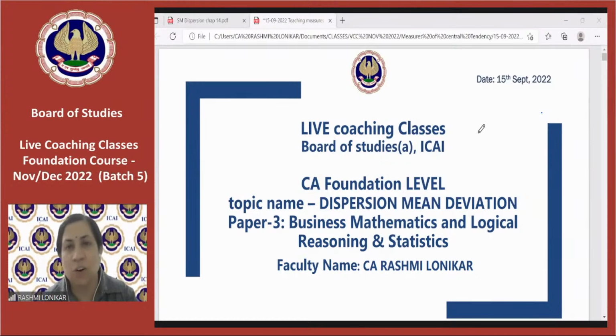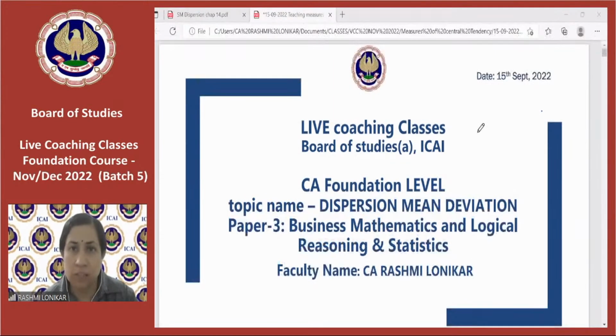Today we are going to talk about dispersion and mean deviations. We are talking about measures of central tendency. We have talked about arithmetic mean, median, geometric mean, and harmonic mean. So we have talked about all these, and now today we are going to talk about dispersion and mean deviation. So let us dive into it.